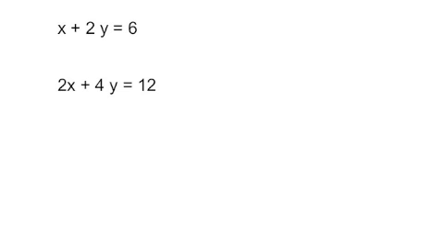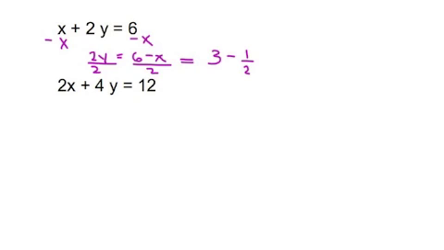Let me take the first equation and rewrite it as y equals. I'm going to subtract x from both sides. That leaves me with 2y is equal to 6 minus x. I'm going to divide both sides by 2. So my first equation is going to be y equals 3, from 6 divided by 2, minus 1 over 2x. So my y-intercept is at 3 and my slope is negative 1/2.